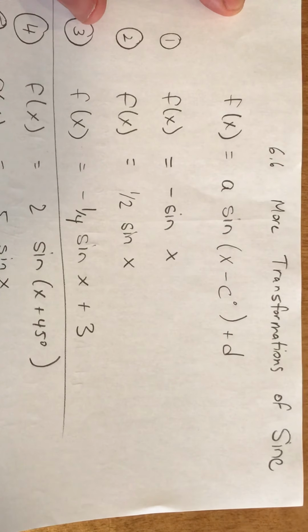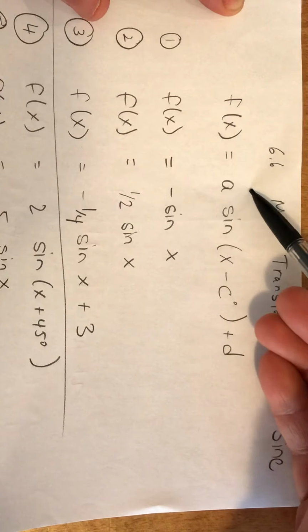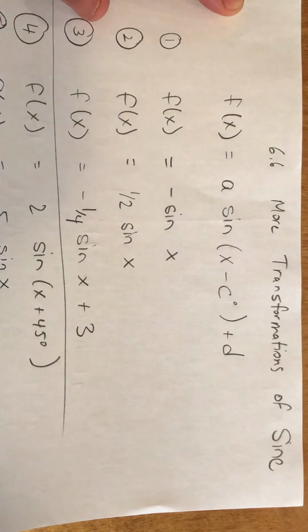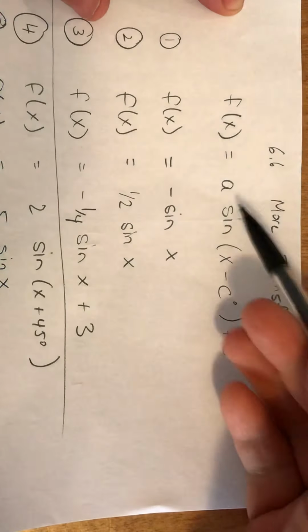Okay, here we go. Last section in chapter 6, 6.6. So now we're going to add the last transformation of the sine curve. We're going to add this a in the front, and it's going to work exactly the way it did with parabolas. A actually stands for amplitude.